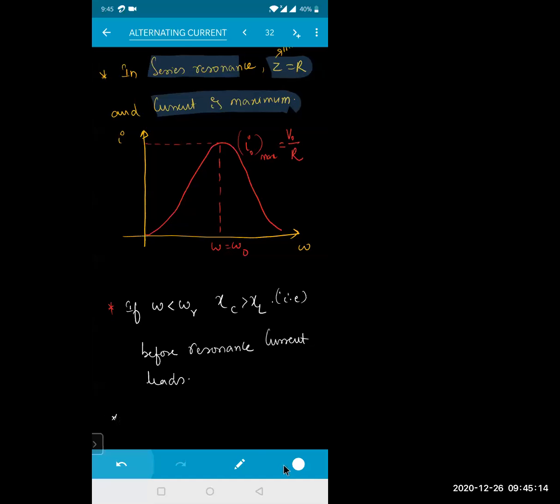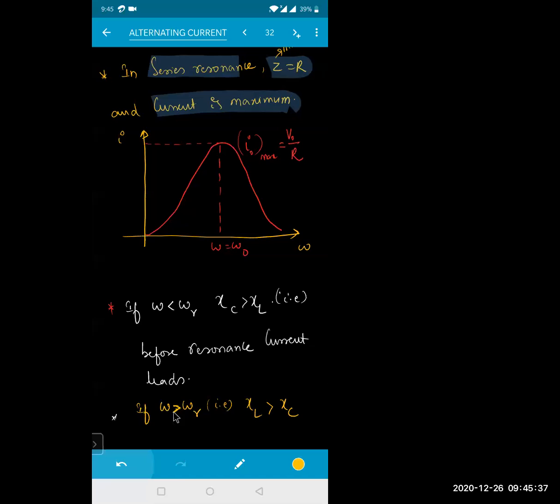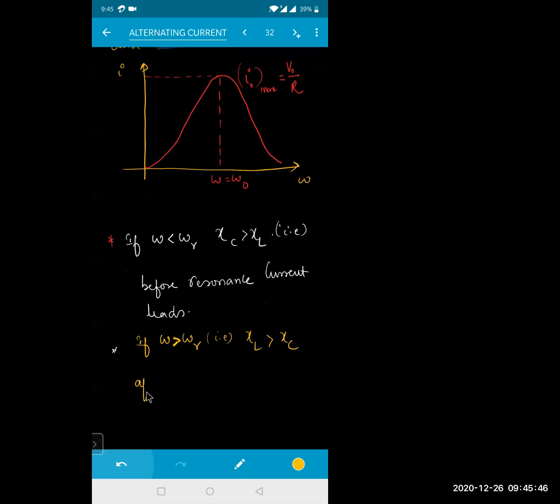Okay, the same way, one more point for me here right now. If omega is greater than omega r, that is XL will be greater than XC. That means after resonance, voltage leads. After resonance, voltage leads.